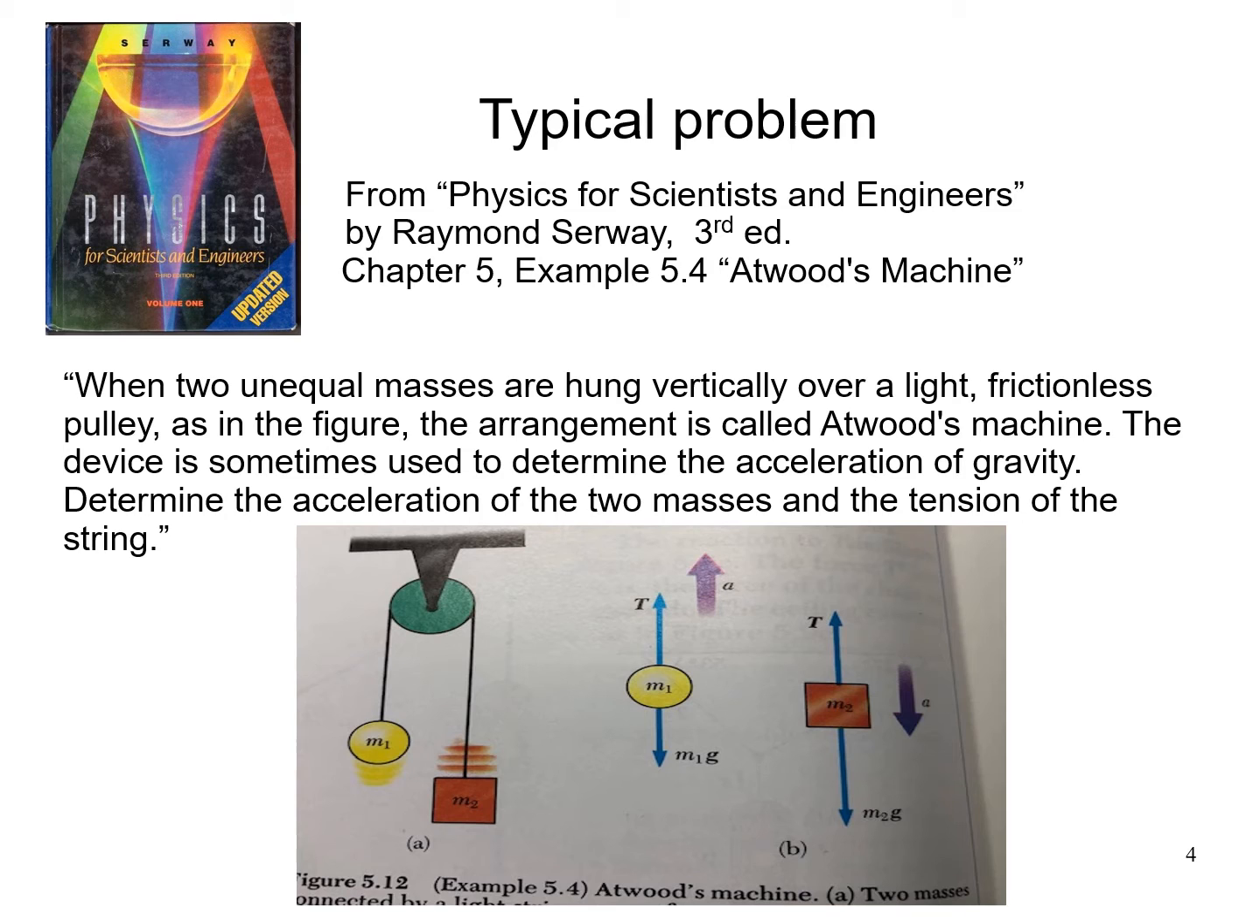And the problem reads, when two unequal masses are hung vertically over a light, frictionless pulley, as in the figure below, the arrangement is called Atwood's machine. The device is sometimes used to determine the acceleration of gravity. Interesting comment, but not very useful for the solving of the problem. And finally, they give us what our requirements are going to be. Determine the acceleration of the two masses and the tension of the string.